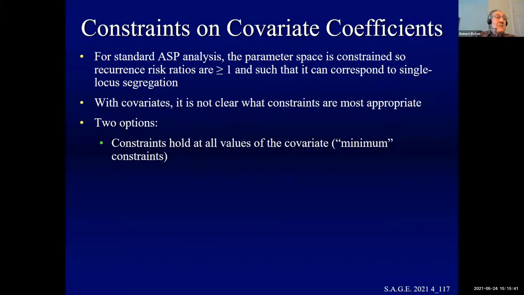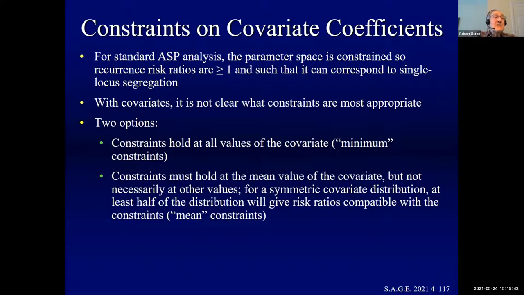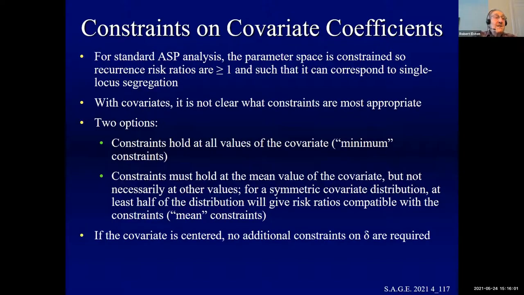So the other possibility is the constraints must hold at the mean value of the covariate, but not necessarily at other values. For a symmetric covariate distribution, at least half of the distribution will give risk ratios compatible with the constraints. It's the mean constraints. If the covariate is centered, you don't have to do anything. You don't have to put any constraint on delta. So those are the constraints.